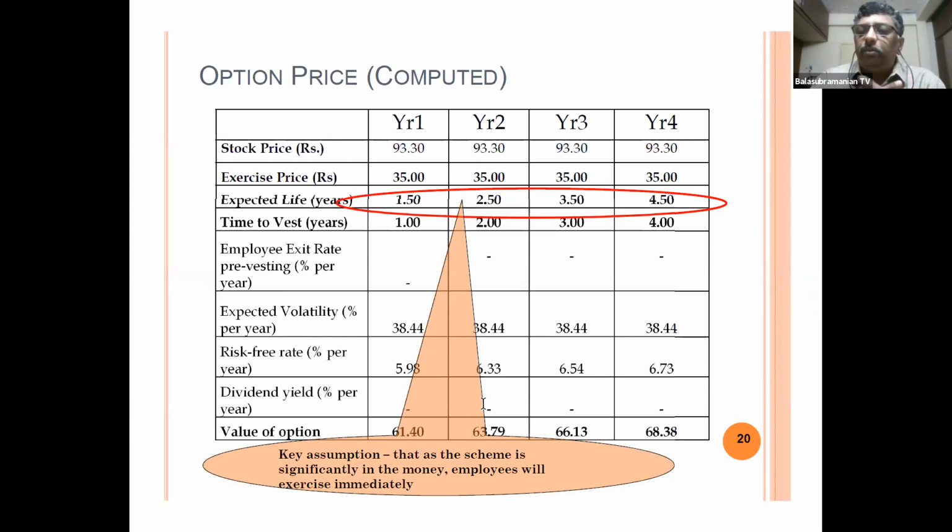are different, because at that point of time, what was the current risk-free rate for each of the time periods is what is being taken for each of the tranches. So what is applicable for 1.5 years to 4.5 years, that is the risk-free rate which has been taken there.